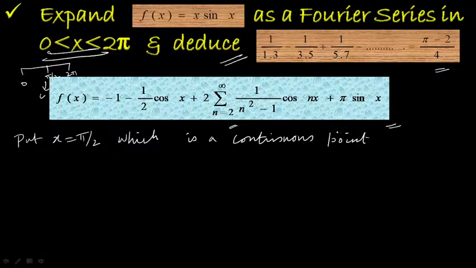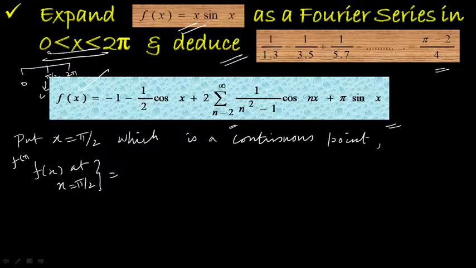So if it is a continuous point, then we can calculate the value of f of x at x equal to pi by 2 by just substituting the value directly. This is our given function, f of x is equal to x sin x. Now we calculate the value of f of x at x equal to pi by 2. We have to replace the value of x by pi by 2. So here we have x, so just replace x by pi by 2.